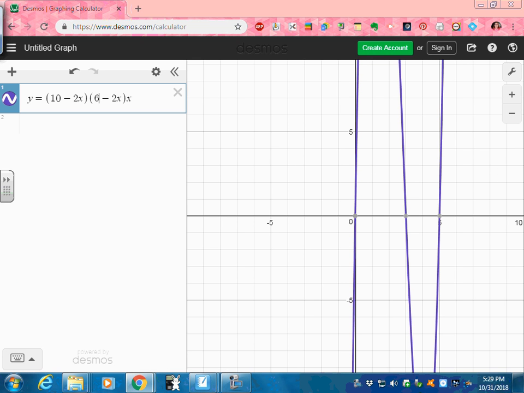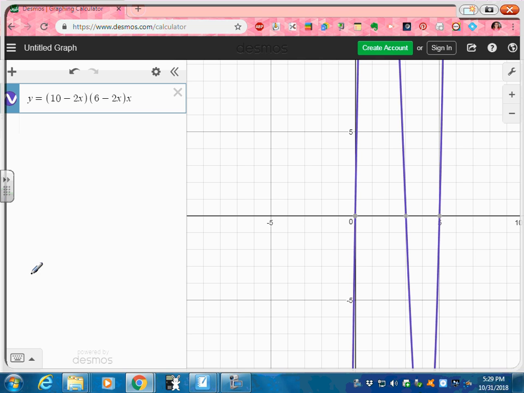Now you can see that your graph is positive here. Let me just mark on it. So positive, and it's positive. But once it goes here, it goes to negative. This is a positive graph. So from 0 to 3 is going to be positive. So that is all the x's that make this graph positive.